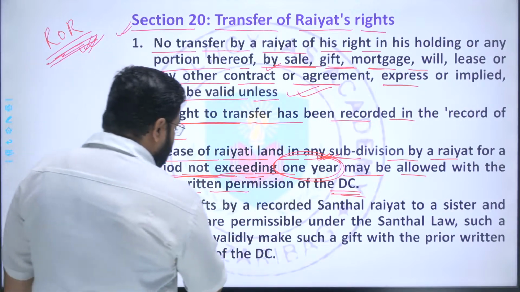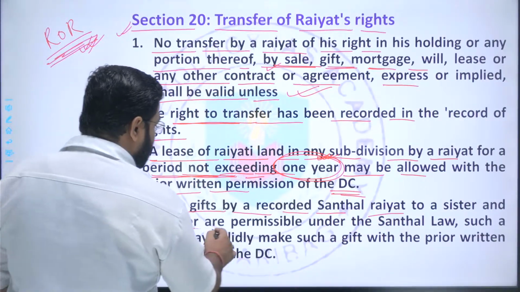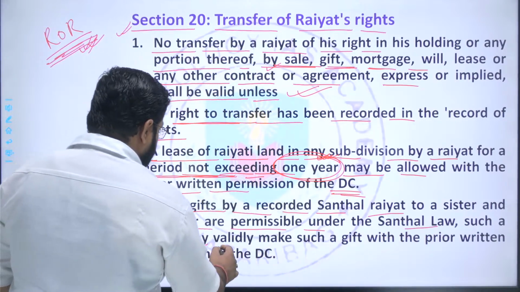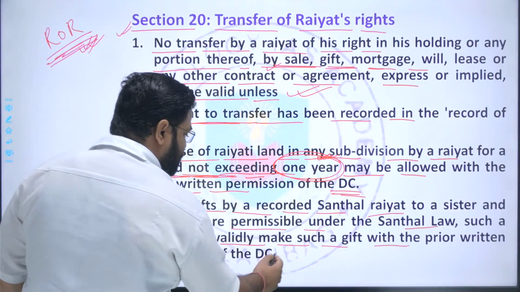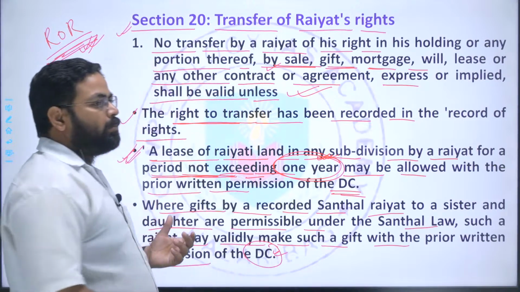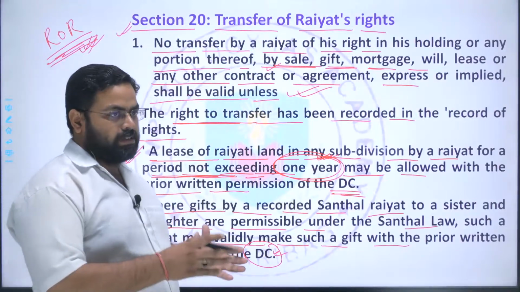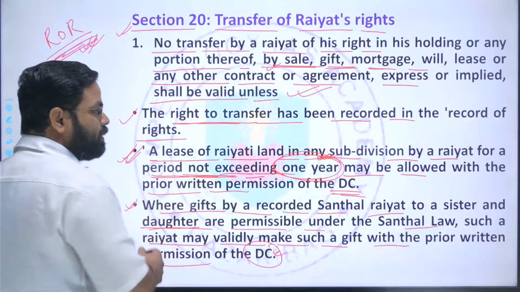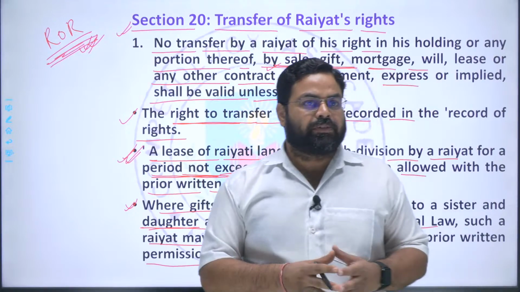Next is, where the gifts by a recorded Santhali Rayat to a sister and the daughter are permissible under the Santhal law, such a Rayat may validly make such a gift with the prior written permission of the DC. So in many of the Santhali tribal community, there was a trend that they can give their land to their sister as gift or their daughter as gift, because earlier the property right was not there with the women. So it was a very different kind of situation.